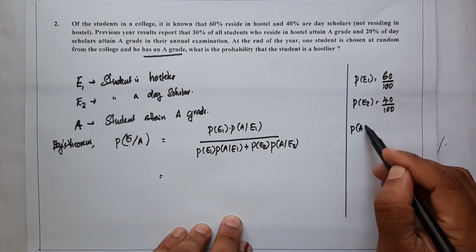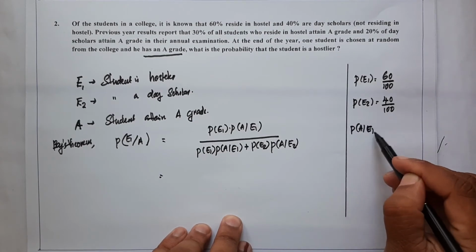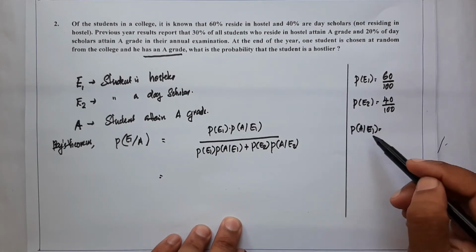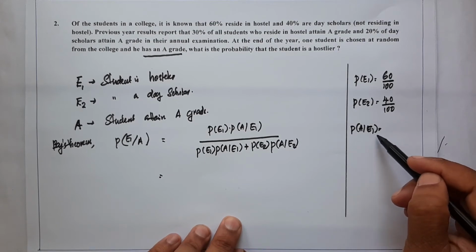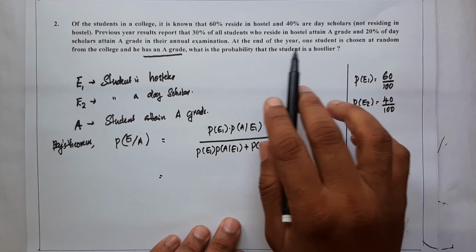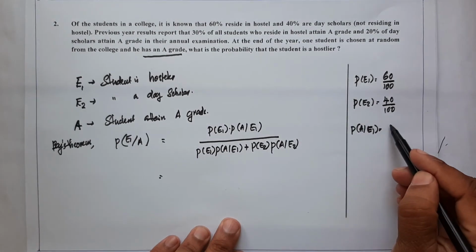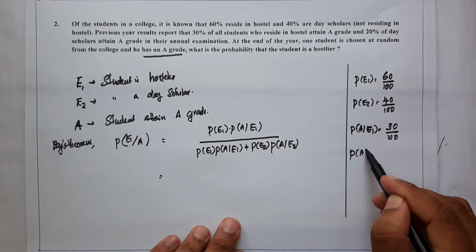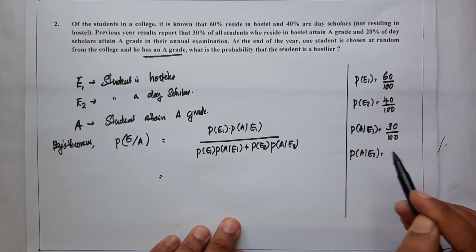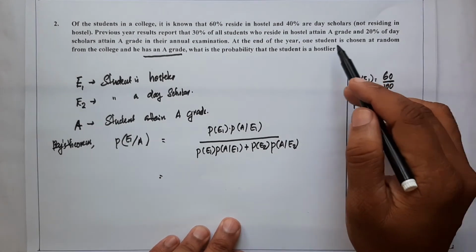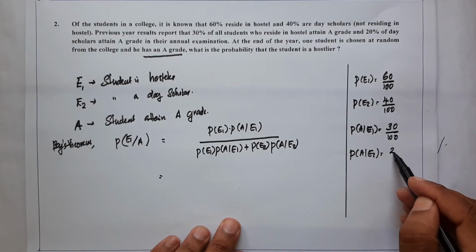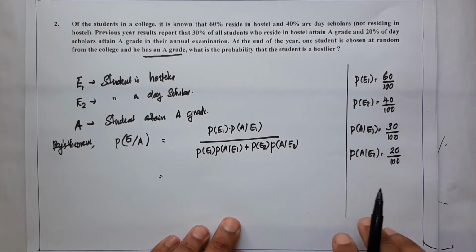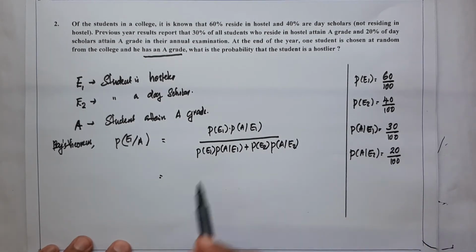Then P of A given E1, അതായത് hostelier ആണ് who attain A grade. A grade is already attained. ഏതിൽ ഹോസ്റ്റലിൽ താമസിച്ചിട്ട് A grade സ്കോർ ചെയ്തത് 30% സ്റ്റുഡൻറ്റ്, that is 30 divided by 100. And P of A given E2, that means day scholar, but gets A grade, that is 20%, that is 20 divided by 100. Now we substitute the values in the given formula.